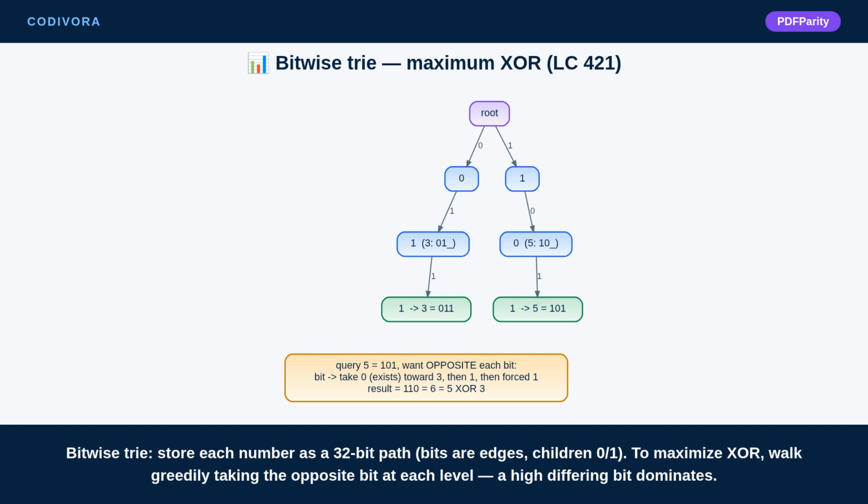Now to find the best XOR partner for 5, walk greedily wanting the opposite bit at every level, because a 1 in a higher bit beats everything below it. 5 starts with 1, so we want a 0, and the root has one, take it toward 3. Next we want a 1, it exists, take it. Last bit forced. Result 110, which is 6, exactly 5 XOR 3. One query per number, 32 hops each, far beating the quadratic brute force.